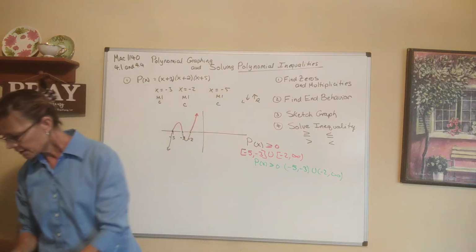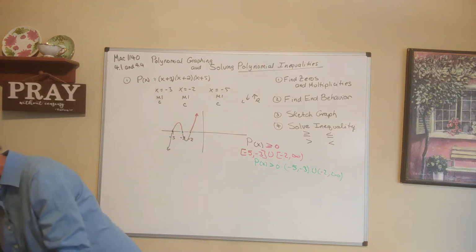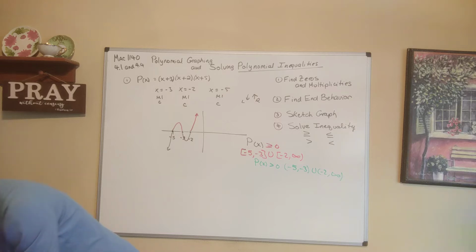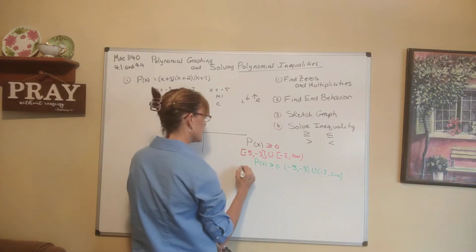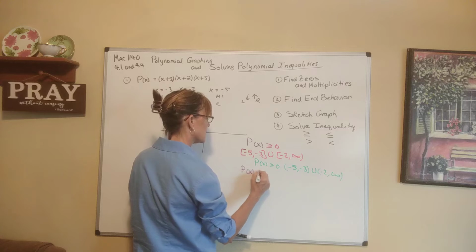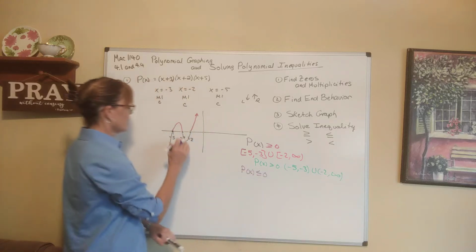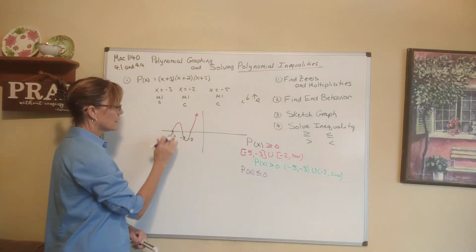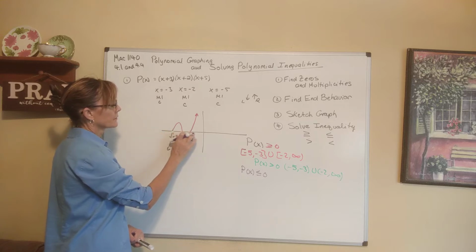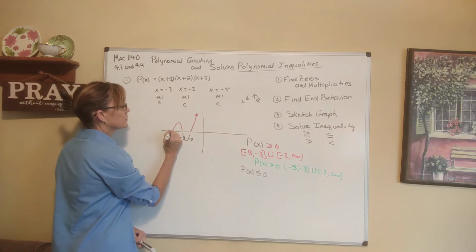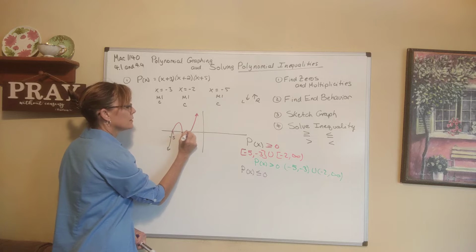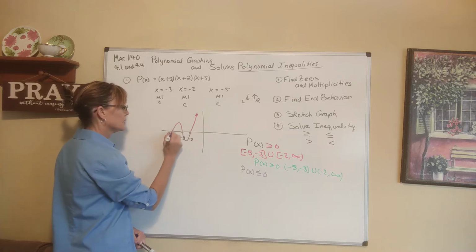What if they asked us, where is it less than or equal to 0? What would that look like? Where's P of x less than or equal to 0? That would be down here. The equal to would be here, right? And then less than would be this part down here.